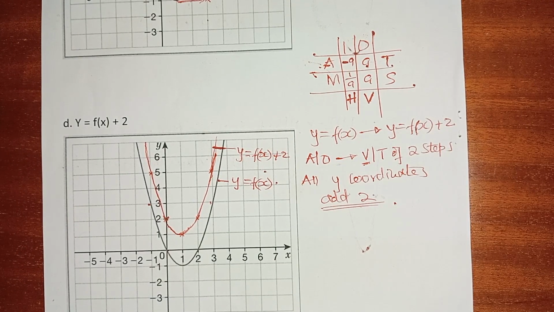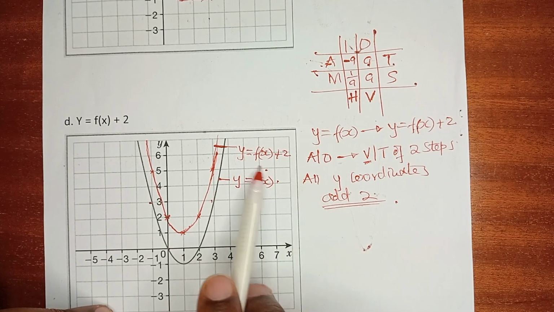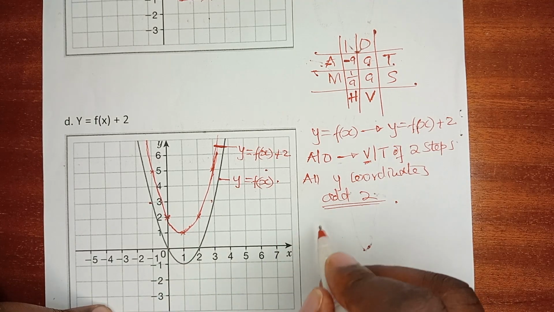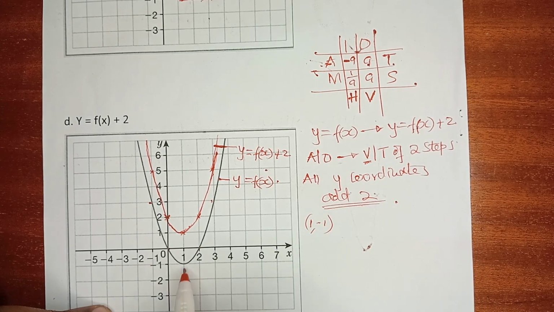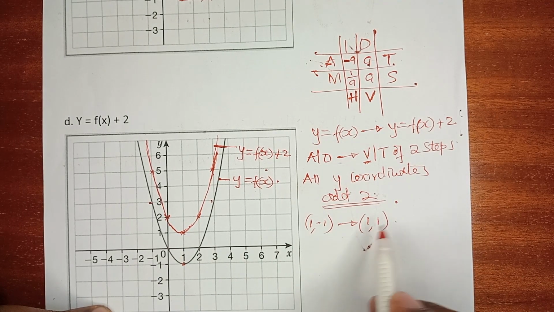So you can already see that we have been able to use our magic table to answer the questions. I just want us to pick one point in each graph. For example, when we are transforming f(x) to f(x) plus 2, that is addition outside, the point (1, -1) is now becoming (1, 1). You can see only y values are affected.